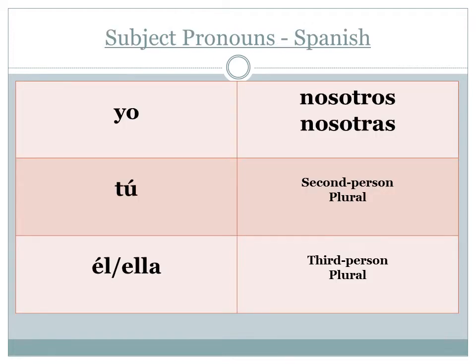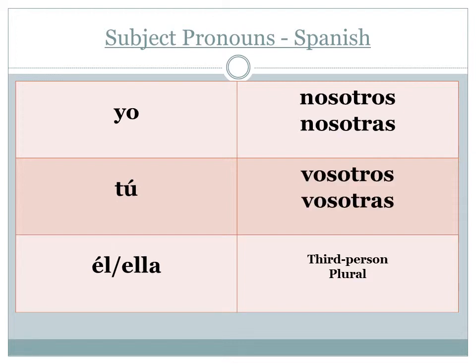The second person plural subject pronouns are vosotros and vosotras. Both mean the plural you and follow similar gender rules as those that apply to nosotros and nosotras. The masculine vosotros is used when all parties of the group are male or if at least one party is male. The feminine vosotras is only used when all parties of the group are female.